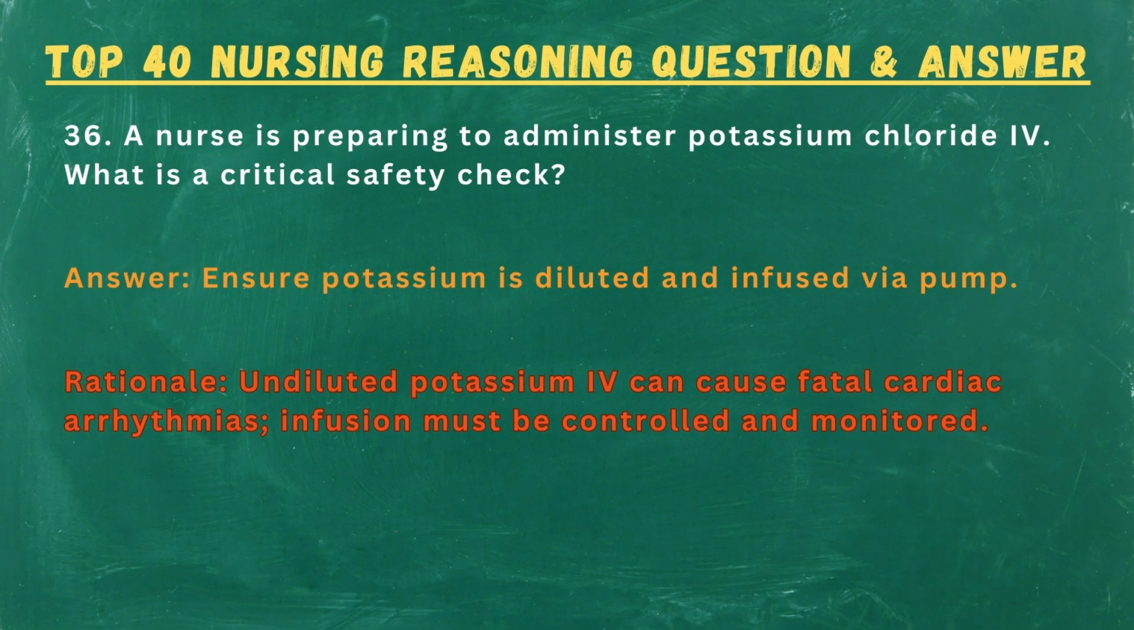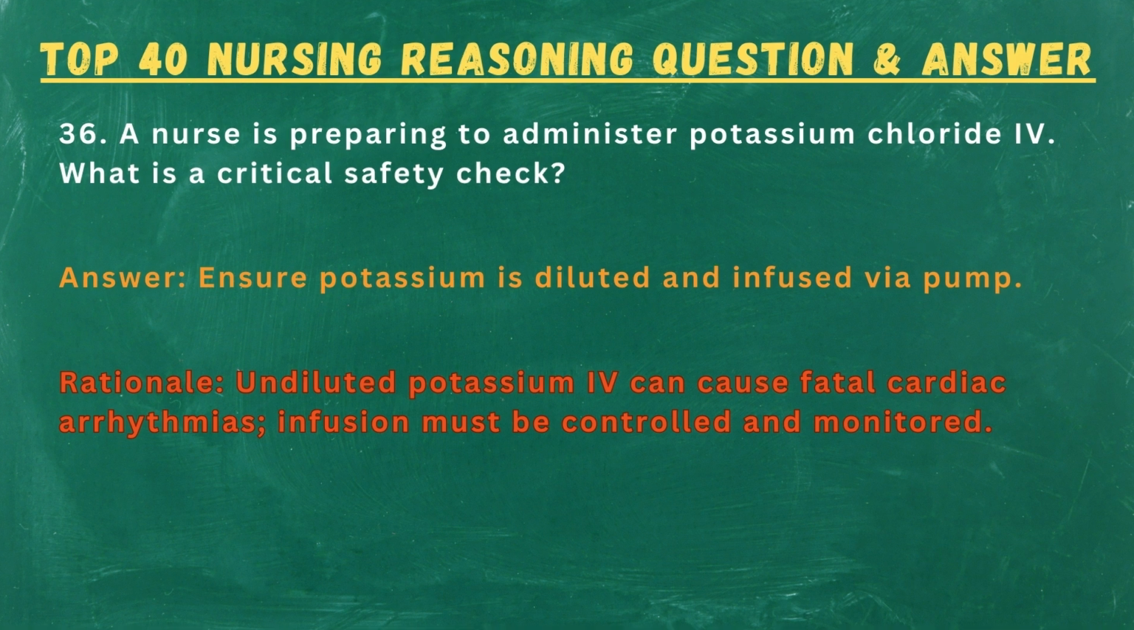36. A nurse is preparing to administer potassium chloride. What is a critical safety check? Answer. Ensure potassium is diluted and infused via pump. Rationale. Undiluted potassium can cause fatal cardiac arrhythmias. Infusion must be controlled and monitored.